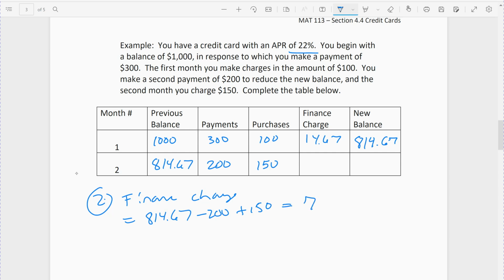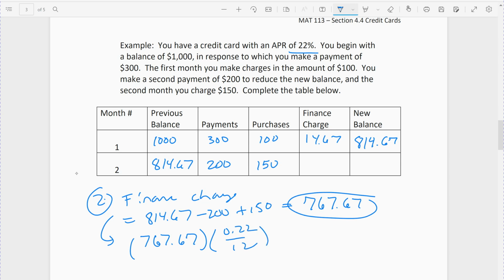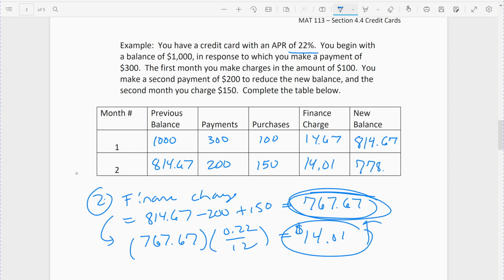All right, comes out to $767.67 is what you still owe. So when you do your finance charge, you take your 767.67 times your 0.22 divided by 12, your monthly interest rate. So the charge is $14.01. So you're going to add the $14.01 to your $767.67, so that's going to be your new balance, $778.69. So you still owe $778.69.